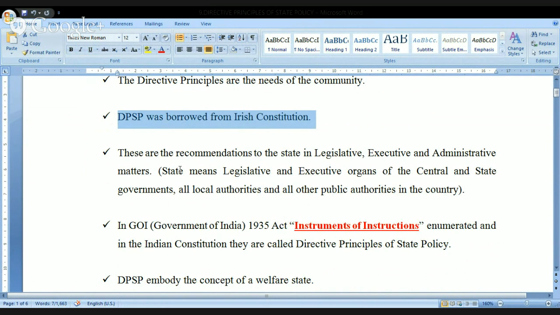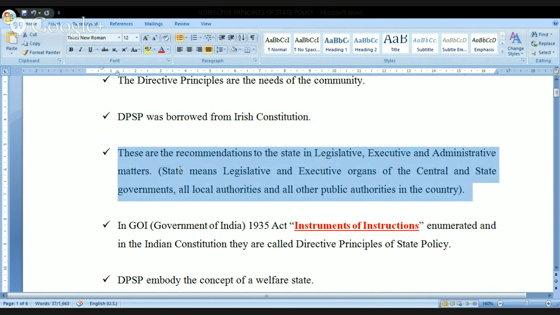Look at this. These are the recommendations to the state in legislative, executive, and administrative matters. In the brackets here, you just read what I have given. State means legislative and executive organs of the central and state governments, all local authorities, and all other public authorities in the country. Just to recollect what I told you under Article number 12 of the Indian Constitution, the same thing we are going to repeat even in Article number 36 of the Indian Constitution. This is the meaning of the state.